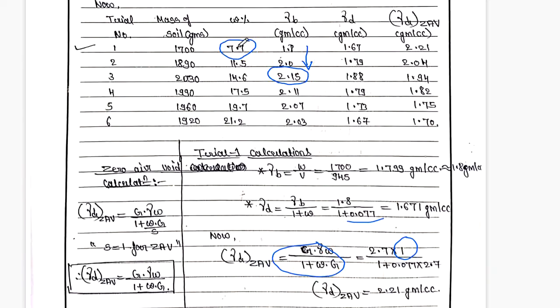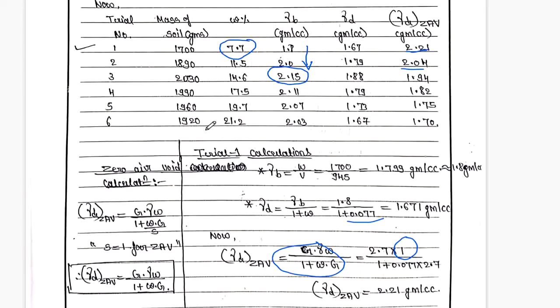For the first trial, 0.077 is the water content, and I have got this value. Similarly, for the second trial I substitute its water content and get this value. In the same way I have calculated all the values. I have given the zero air voids line formula briefly over here.